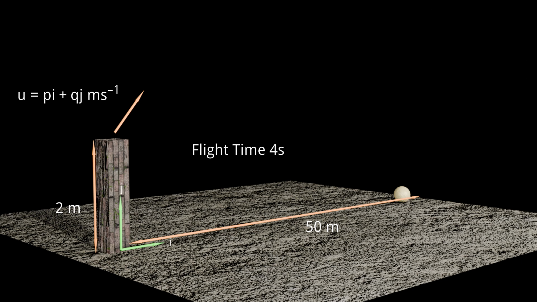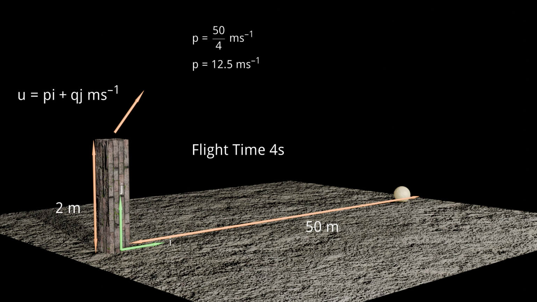We can determine the horizontal component of the velocity, p, by dividing the horizontal displacement by the total flight time. This calculation gives p as 12.5 meters per second.